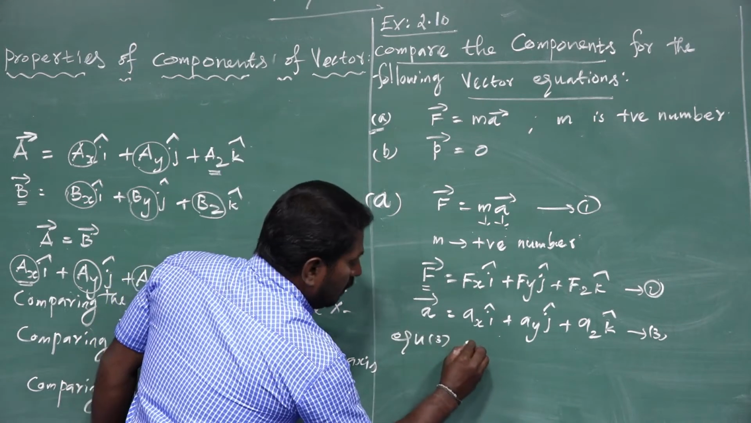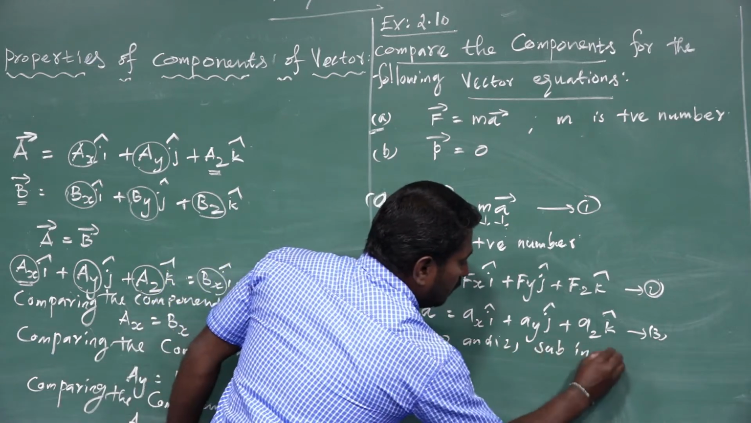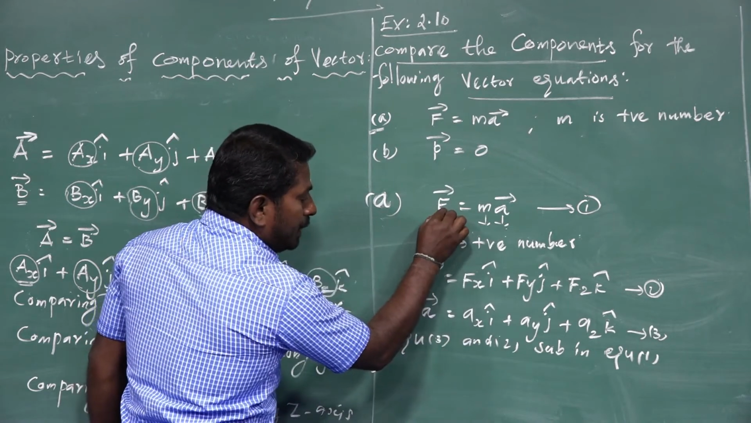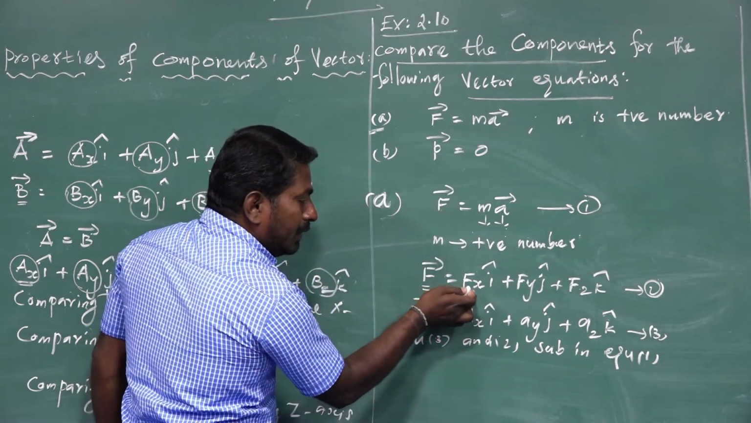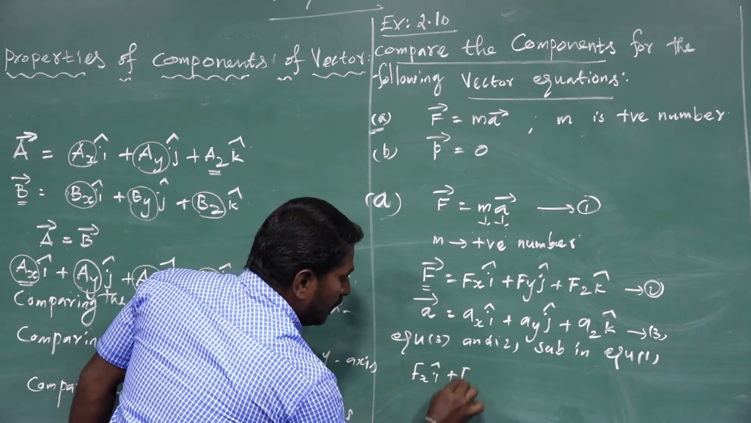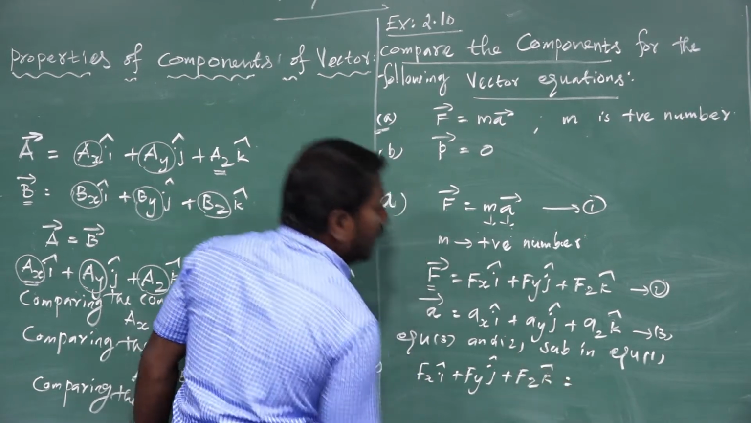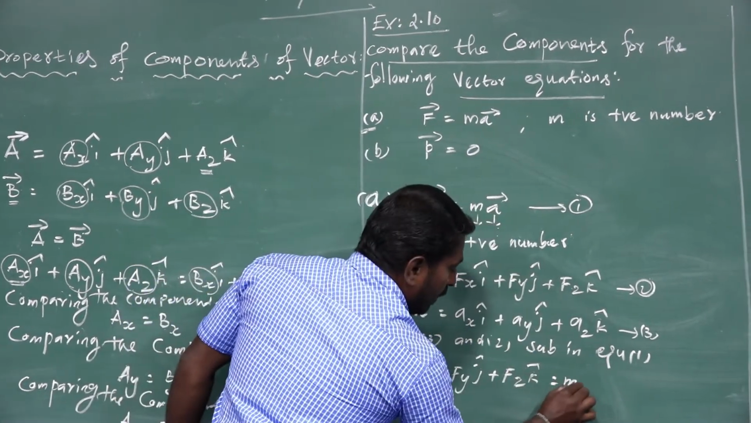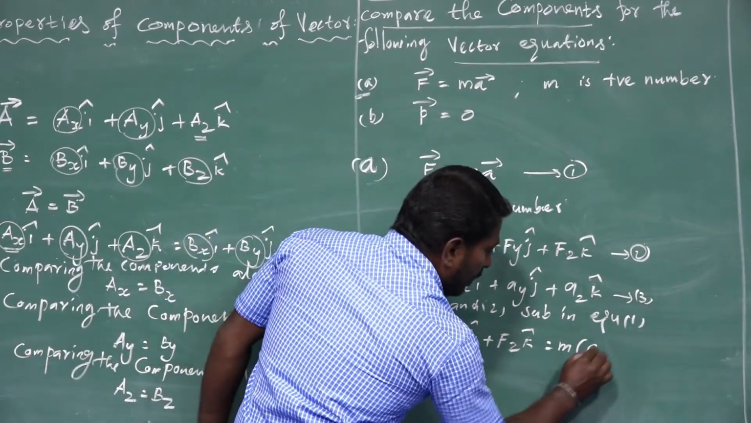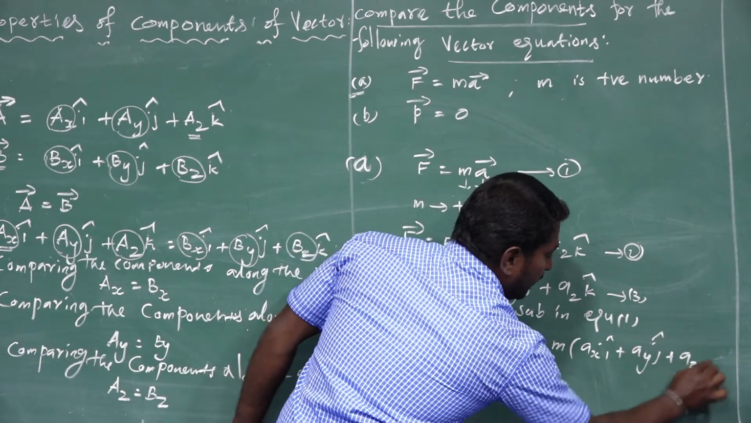Substitute equations 3 and 2 in equation 1. The force vector can be written in three-dimensional form as Fx i cap plus Fy j cap plus Fz k cap, which is equal to m times the acceleration vector. A vector can be written in three-dimensional form as Ax i cap plus Ay j cap plus Az k cap.